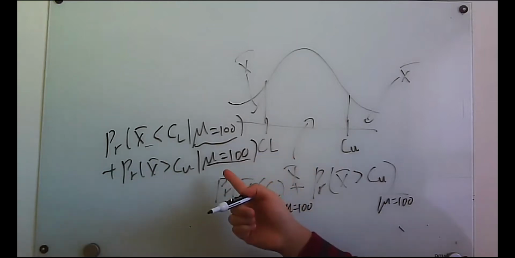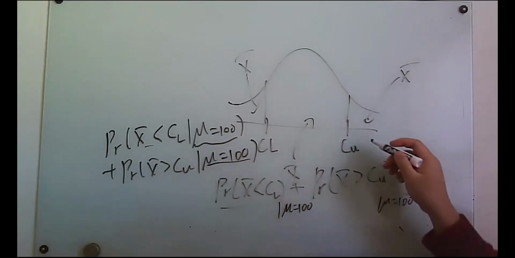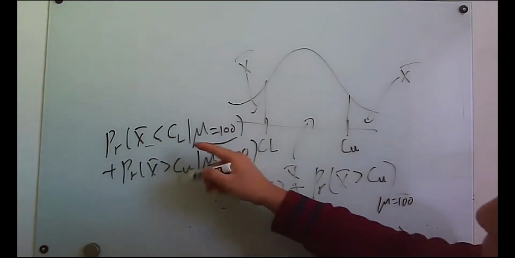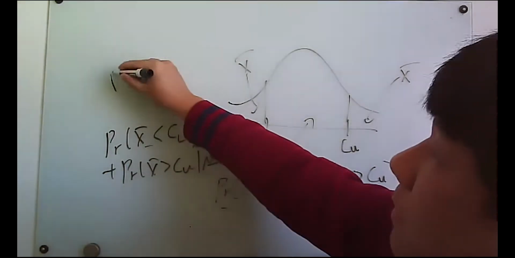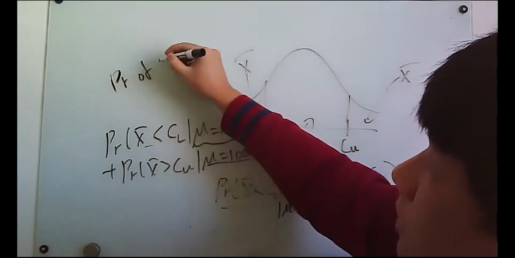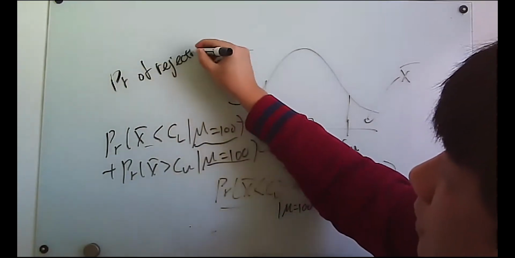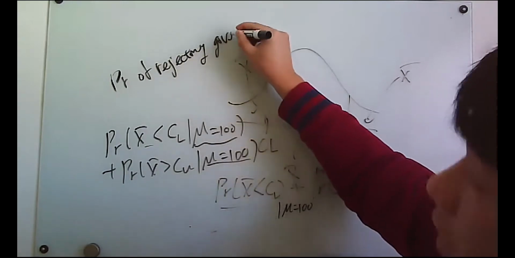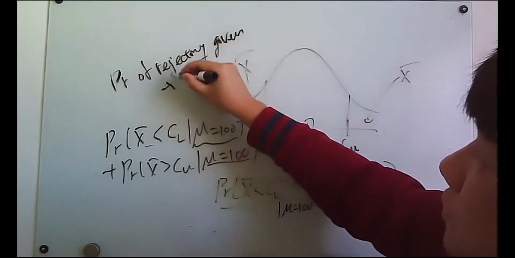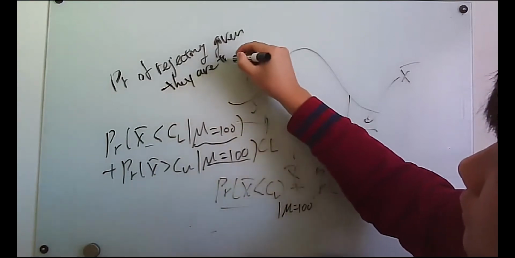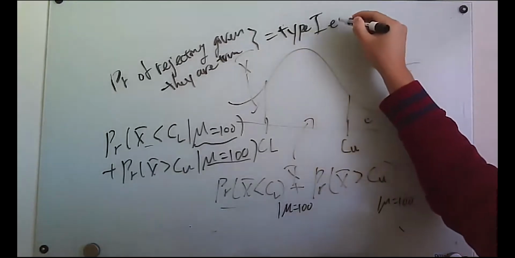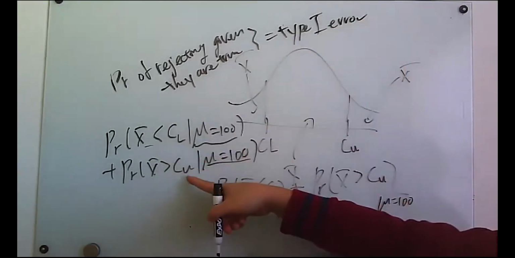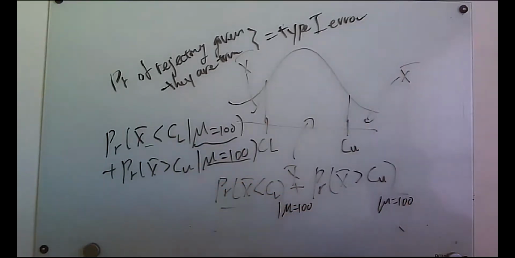So this is another piece. Conditioning on them being true, the probability that X bar is outside of the range. In other words, if X bar is outside of this critical value range, then we are going to reject. So this is stating the probability of rejecting given that the null is true. This is the exact definition of type 1 error. So this is the mathematical notation for how you write type 1 error.